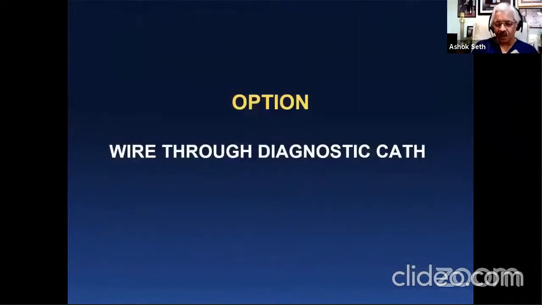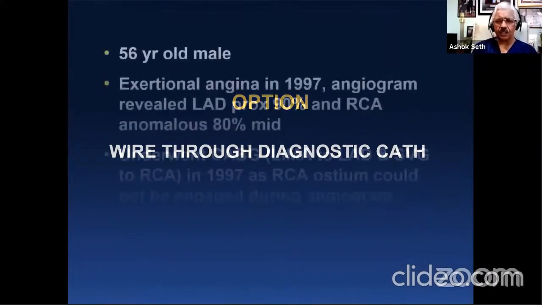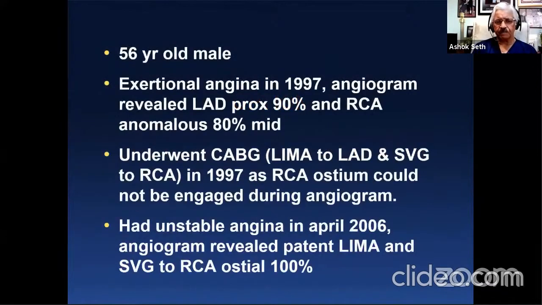Okay, so what other tricks do we have up our sleeve? The wire through diagnostic catheter. Sometimes you can intubate these anomalous arteries with a diagnostic catheter, and it's hanging there, but you can't get a guide in. If I was to take a guide, I'd take a size smaller guide than the diagnostic. But if I just can't get a guide in, the first step I would do, even before shaping, is wire through the diagnostic catheter. A well-recognized fact.